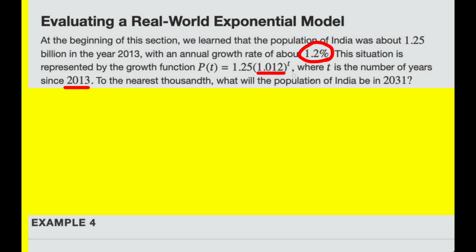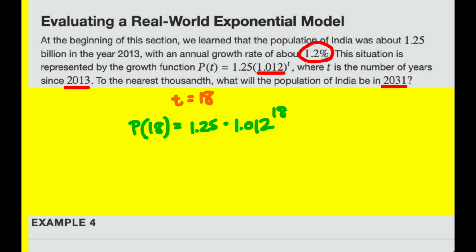Right? So we want t to be equal to whatever year represents 2031. Well, the easiest way to do that is just subtract 2013 from 2031, and you're going to get that the t value we're looking for is 18. So we are essentially looking for p of 18, the population 18 years since 2013. So this is going to be 1.25 times 1.012 to the 18th power. So the t became 18 in both of these spots here, as you can see right there.